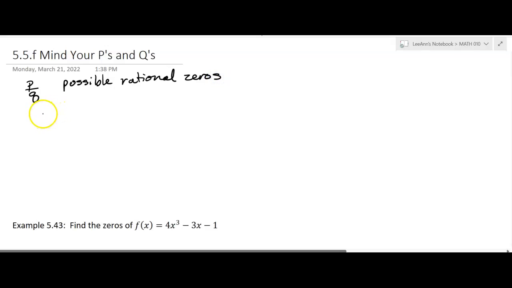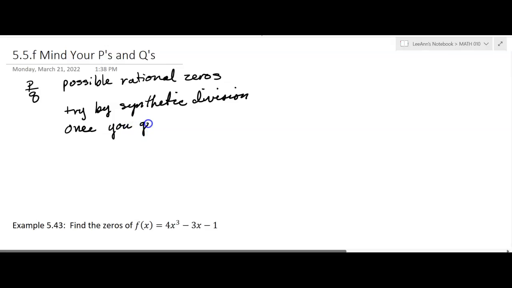So try by synthetic division. And then once you get a quadratic, you can use your quadratic methods to solve.